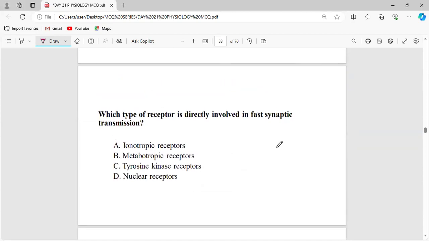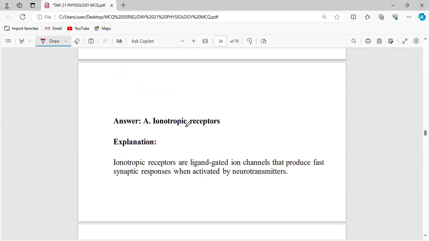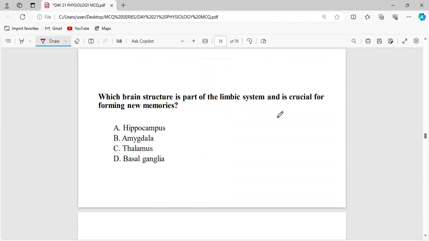Which type of receptor is directly involved in fast synaptic transmission? Just think correctly and answer this question. That will be ionotropic receptor. This is the one that produces a fast synaptic response when activated by the neurotransmitter.